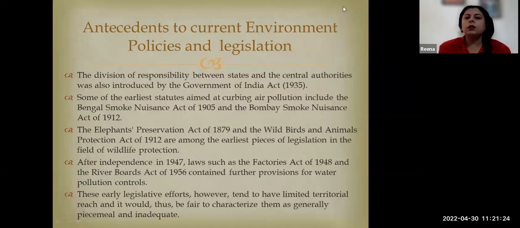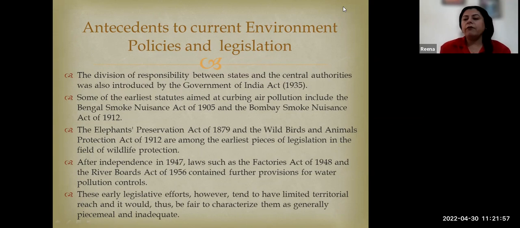So some of the earlier statutes which aimed at curbing air pollution included the Bengal Smoke Nuisance Act, which we have discussed. Then the Elephants Preservation Act of 1879 and the Wild Birds and Animals Protection Act of 1912. So these were some of the earliest pieces of legislation. After independence in 1947, the Factories Act and River Board Act also came into picture. So these tend to have a limited territorial reach.